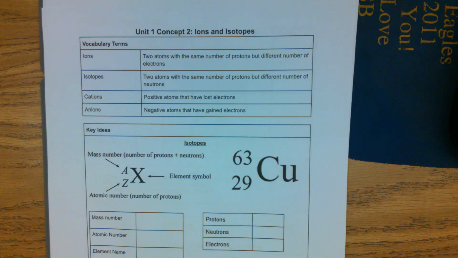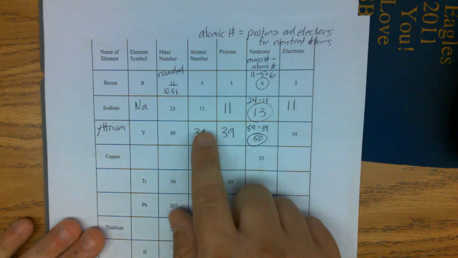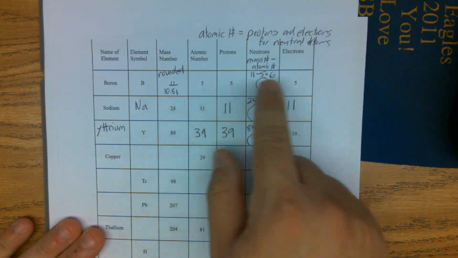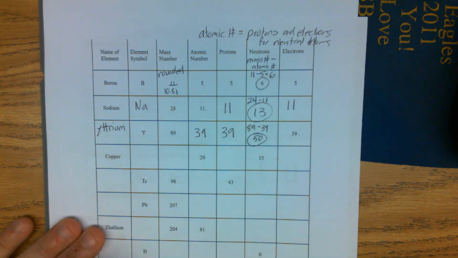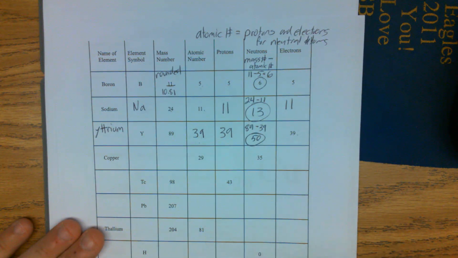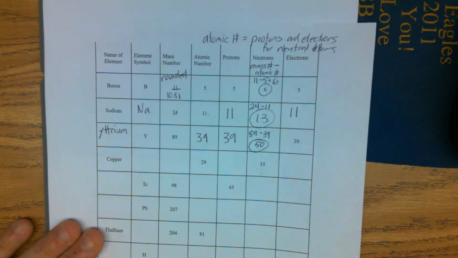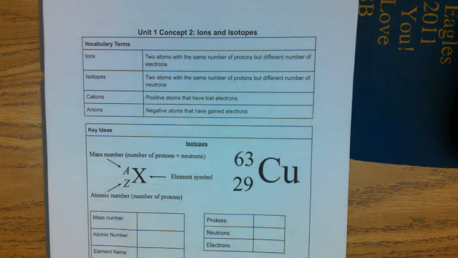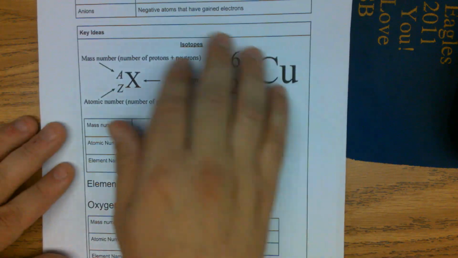So if we look back at the work that we did before, we noticed that we always said that the protons and electrons were equal for all of these. That's true if it's a neutral atom, but in this case, we're going to look at what happens when they're not the same. So it's going to become either positive or negative. All right, so let's look at the first big idea here.